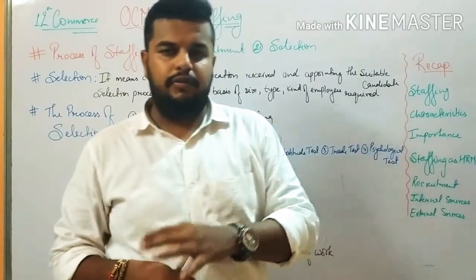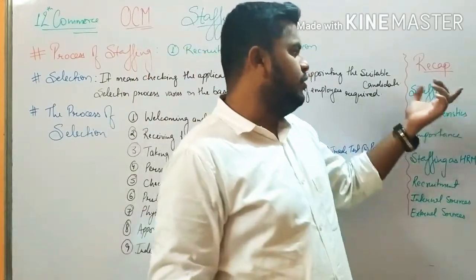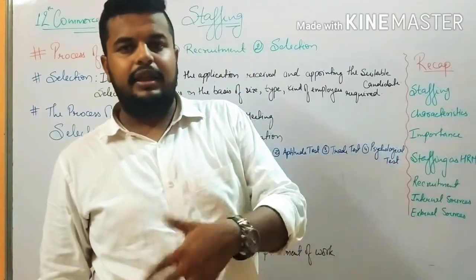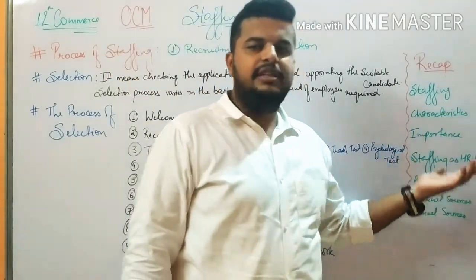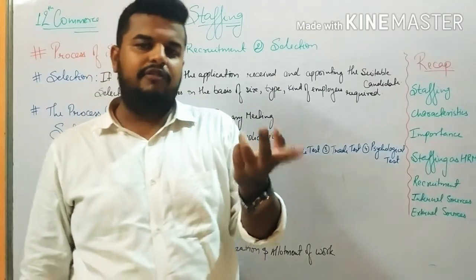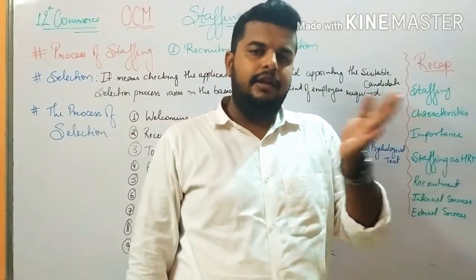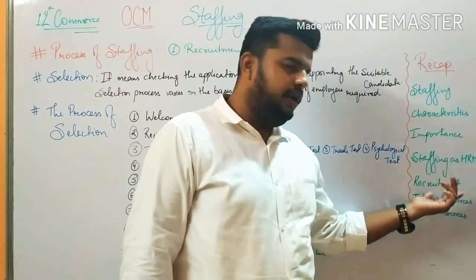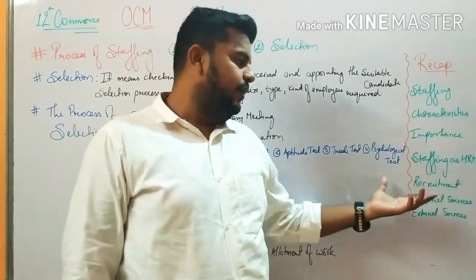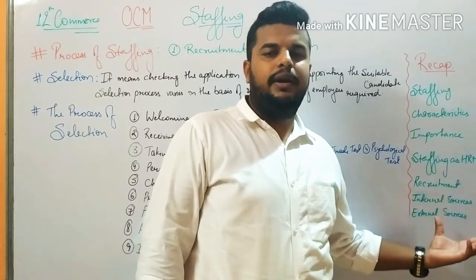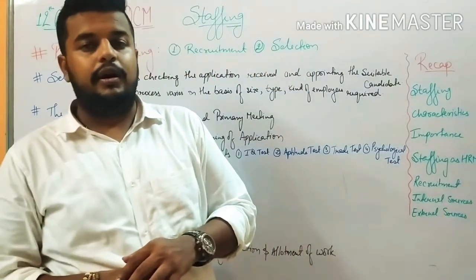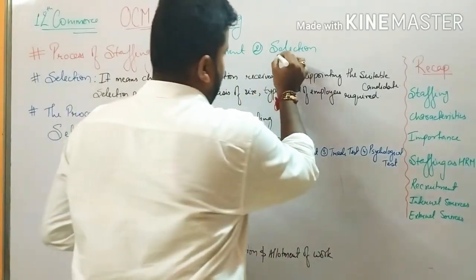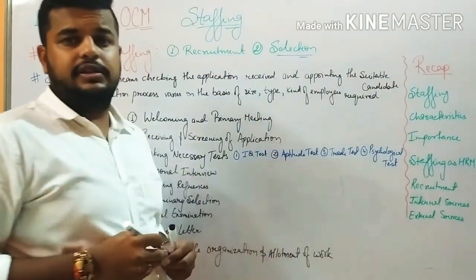In the earlier four parts of this video, we studied about staffing, characteristics of staffing, importance of staffing. Then we studied staffing as a part of human resource management. In that we covered two topics: manpower planning and compensation and development of staff. And in the last video we studied recruitment, process of recruitment and sources, internal sources of recruitment and external sources of recruitment. Today we will be learning about the second part of process of staffing, that is selection.